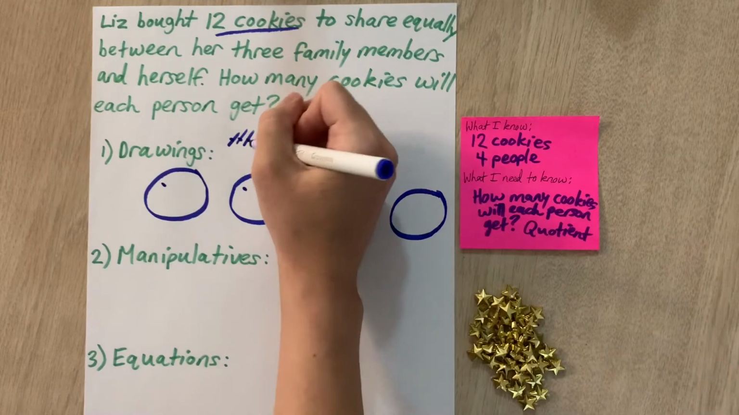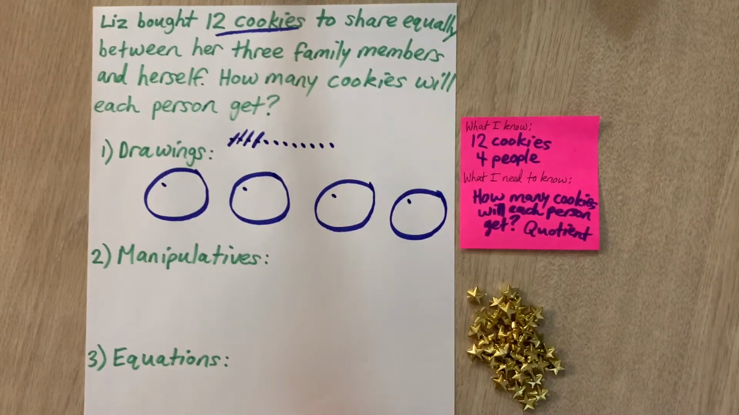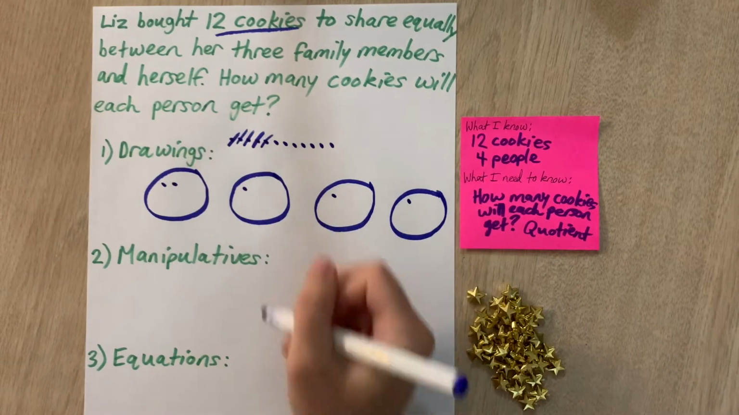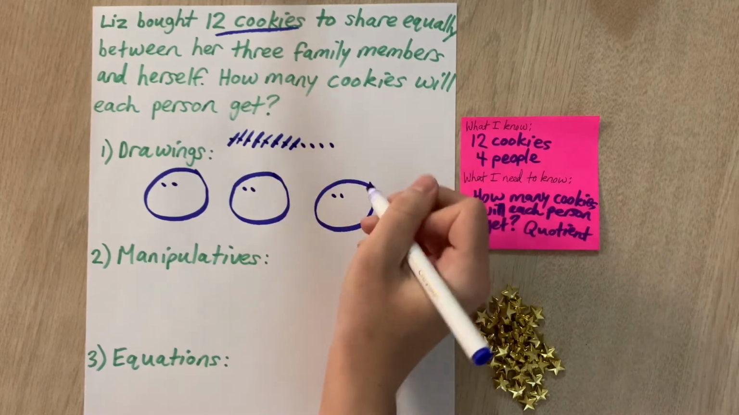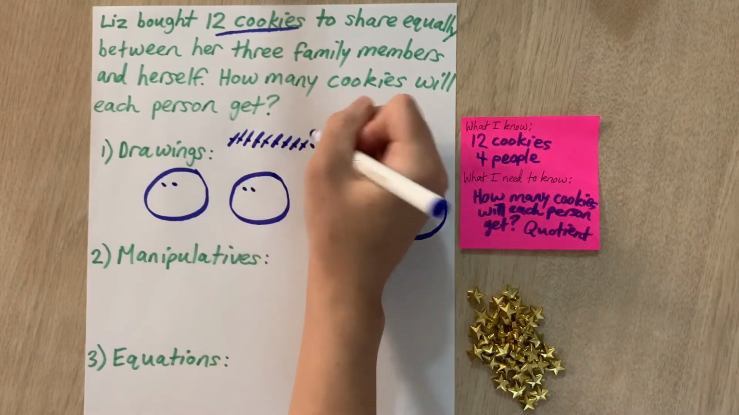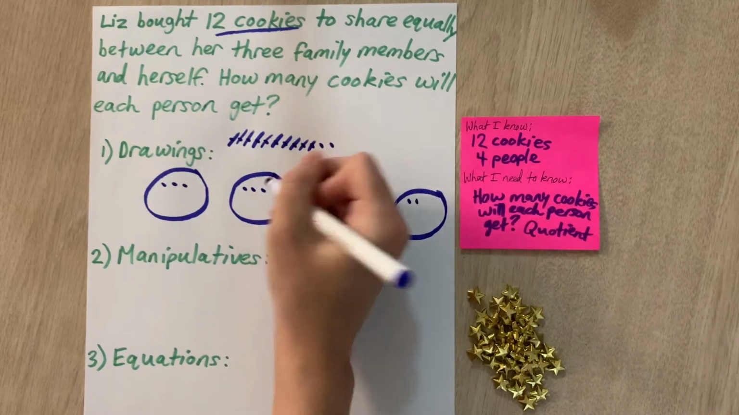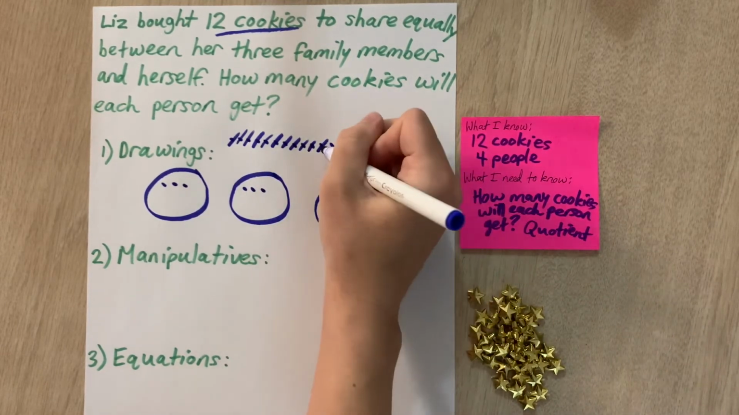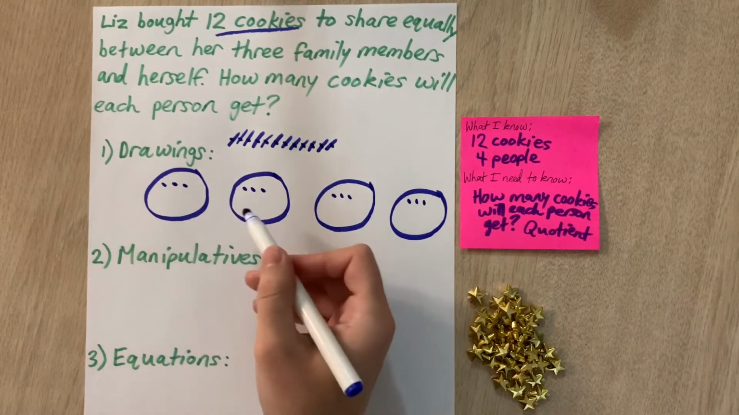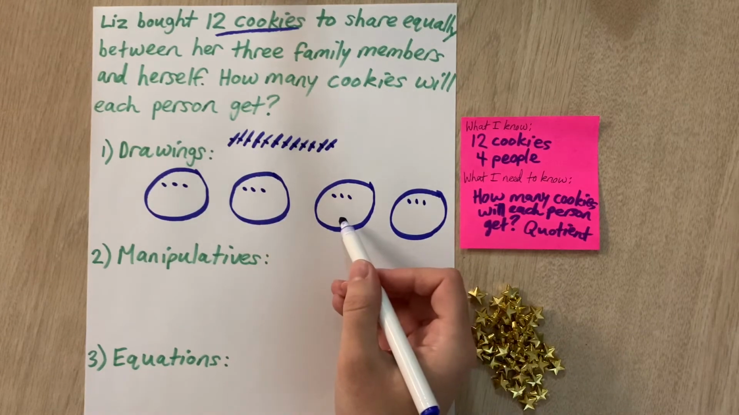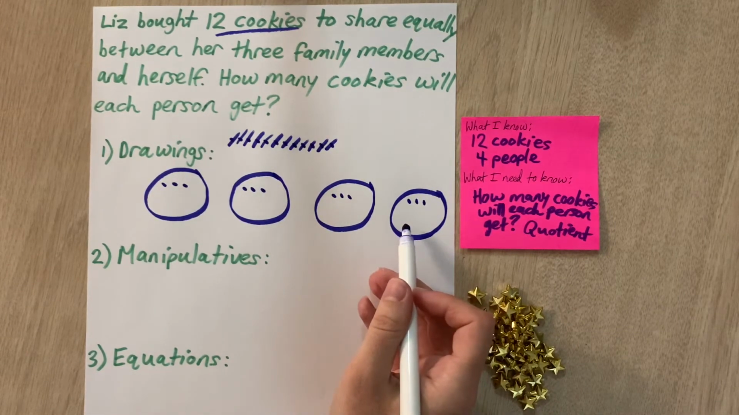So I'm putting a first cookie in each of the piles, and I'll put a second cookie in each of the piles, and a third cookie in each of the piles. And you can do the same on your piece of paper. All right, so now we should see that we have 3 cookies in each pile: 3 cookies in our first pile, 3 in our second pile, 3 in our third pile, and 3 cookies in our fourth pile. So each person will be getting 3 cookies.